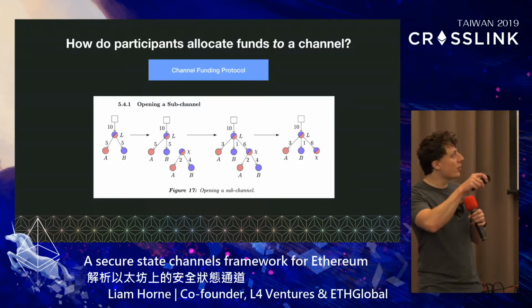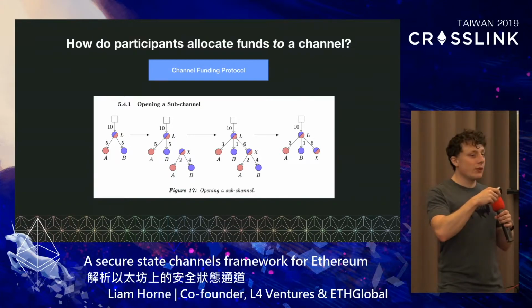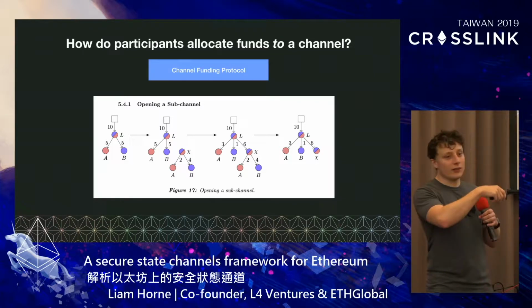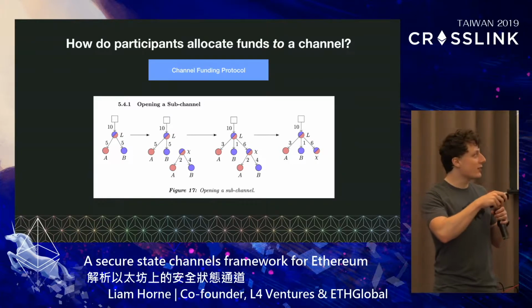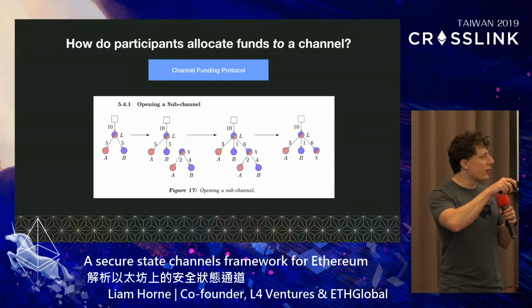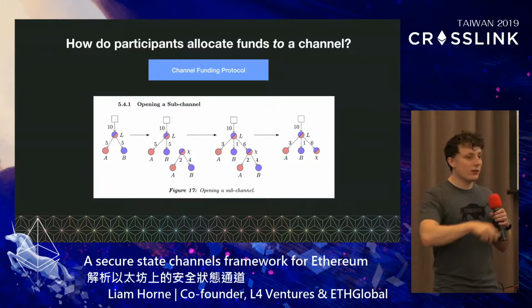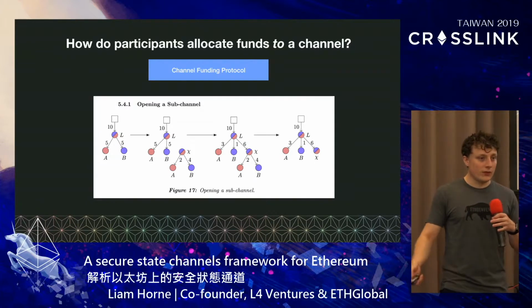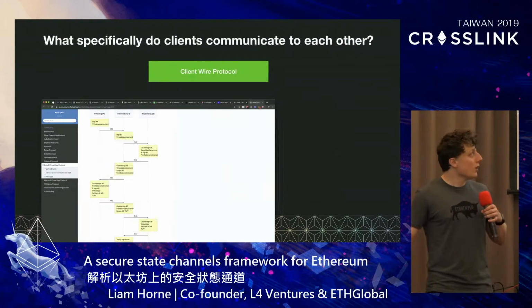This is a picture from the paper that defines, roughly speaking, how you go from having a contract with A and B having 5 and 5 to going through this protocol that we define. You don't need to understand what these pictures mean exactly. This is just from the paper. To a situation where you have a channel now with some money allocated to it. And this protocol, we're going to hopefully do some formal verification on later this year.